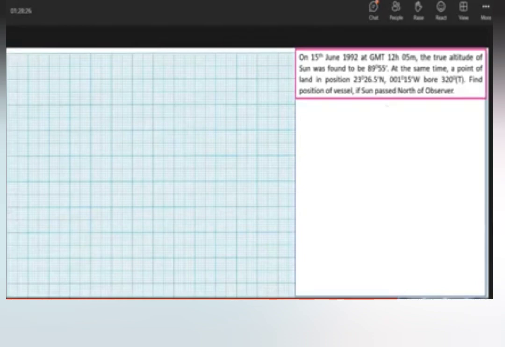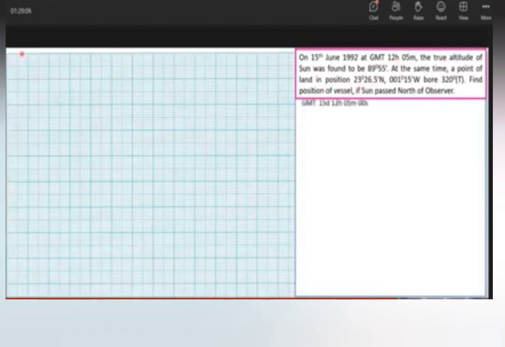Now, in this case, the celestial observation shall not give us a PL because it's a high altitude observation with an altitude of 89 degrees 55 minutes, with a TZD of only 5 minutes. Therefore, in this case, the sun observation shall give us a position circle by the method that we have discussed in our earlier videos as PC by high altitude celestial observation. The second case is of a PL by bearing of an identifiable point on land, so that we are all conversant with.